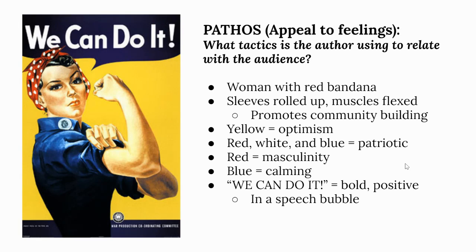Then you look at the text and it says, "We can do it," right? It is very evident, it's not invisible, right? It's very bold and positive, and you can see that it's in a speech bubble because the phrase is supposed to come from Rosie the Riveter. Fun fact though, originally this was not attached to anybody named Rosie. This was just kind of what it is. But the name Rosie the Riveter came later. And there are a lot of debates about who Rosie the Riveter actually was.